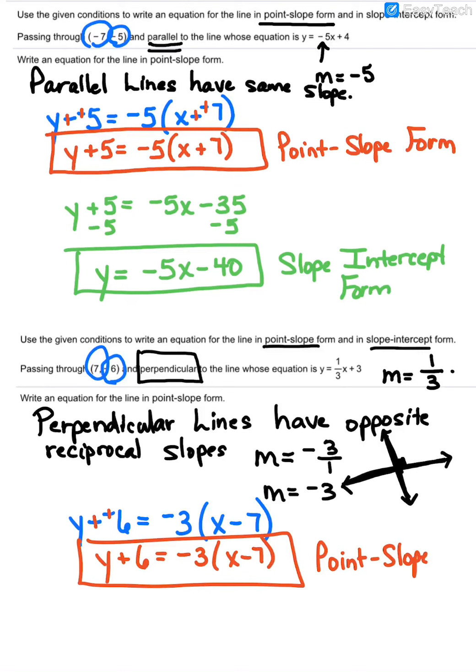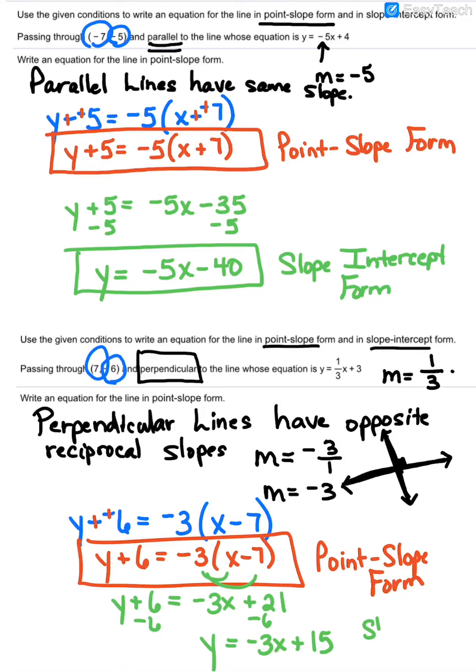And again, to rearrange that into slope-intercept form, that's where we get y by itself. So I've got y plus 6. I'm going to go ahead and distribute here, equals negative 3x plus 21. And when I subtract 6 on both sides, I'm left with y equals negative 3x plus 15. And that would be my slope-intercept form equation of that line.